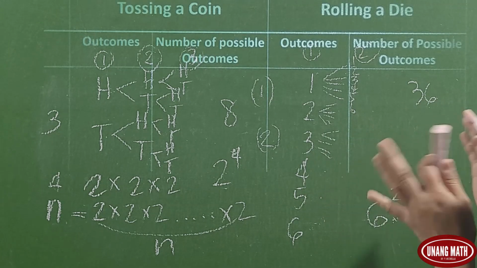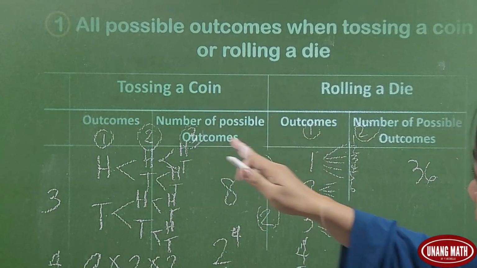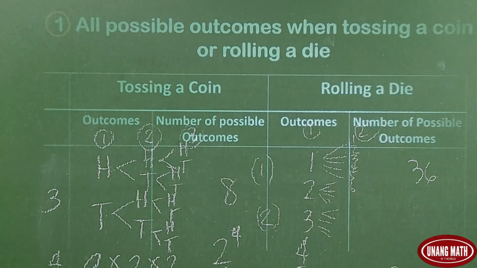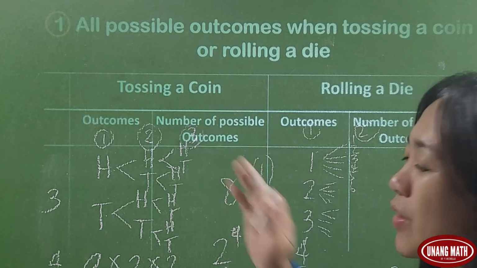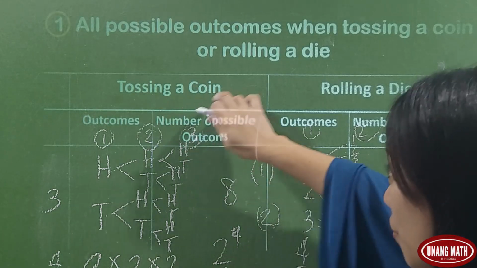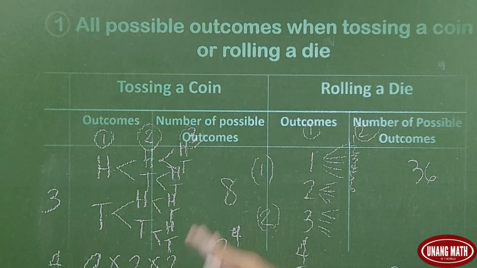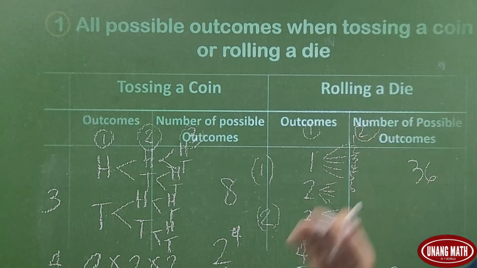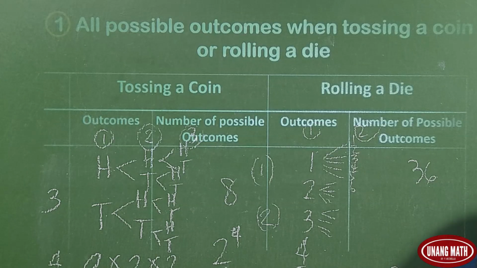So in here, the point is to find all the possible outcomes when we toss a coin or when we roll a die. The first thing that we have to know is the number of outcomes. If it's tossing a coin, we have 2 outcomes. If it's rolling a die, we have 6 outcomes. And then raise it to how many coins or how many dice.